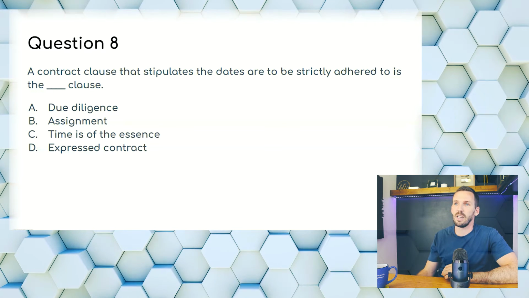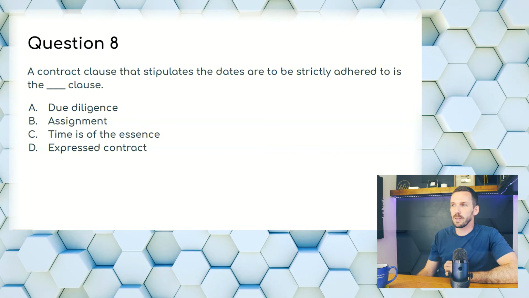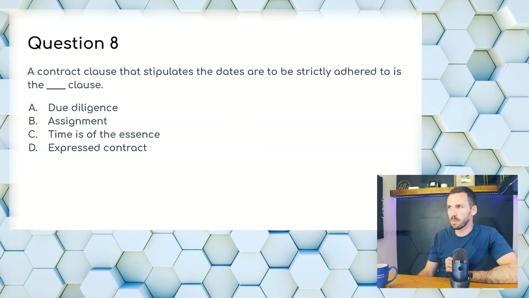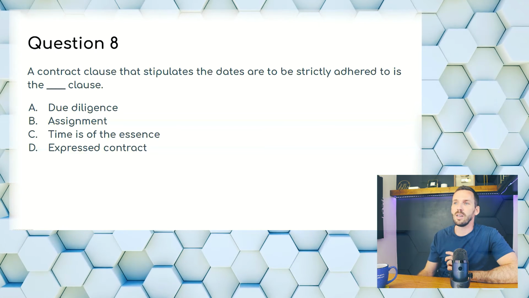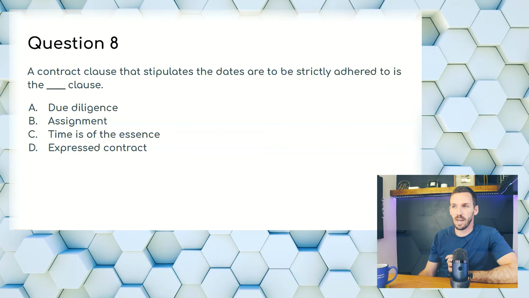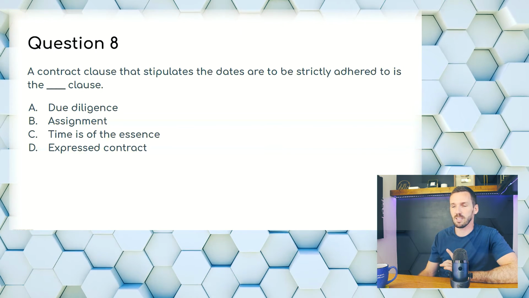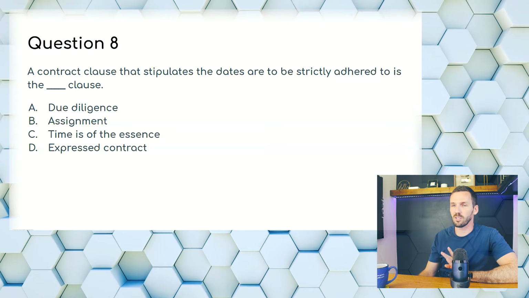Question 8. A contract clause that stipulates that dates are to be strictly adhered to is the due diligence clause, the assignment clause, the time is of the essence clause, or the express contract clause.